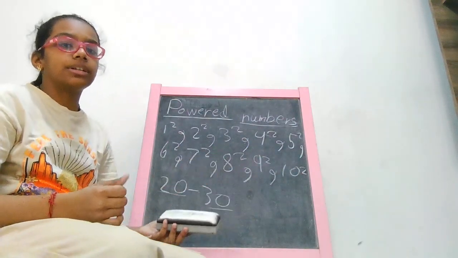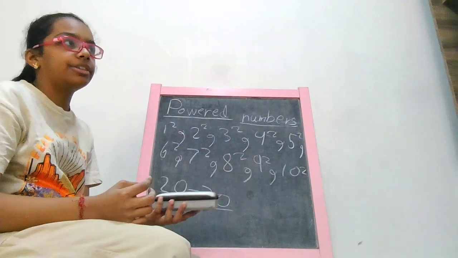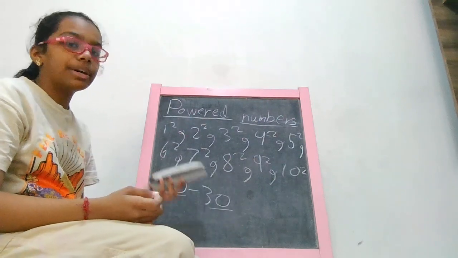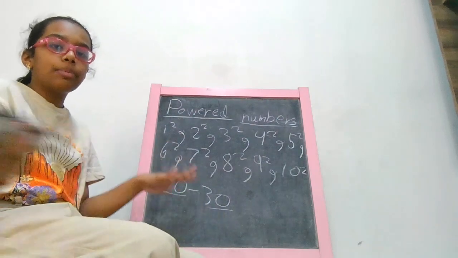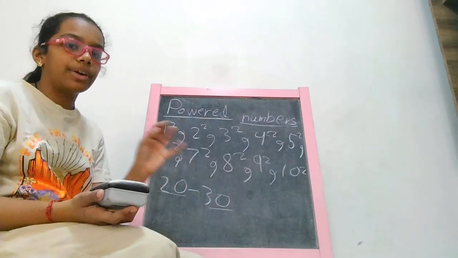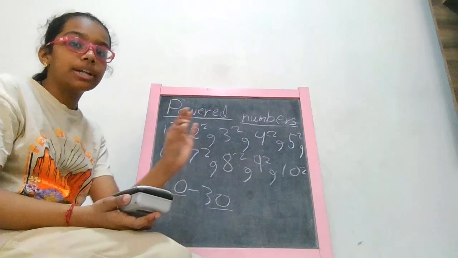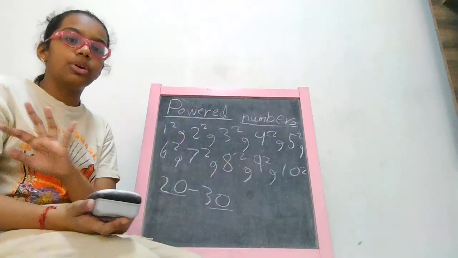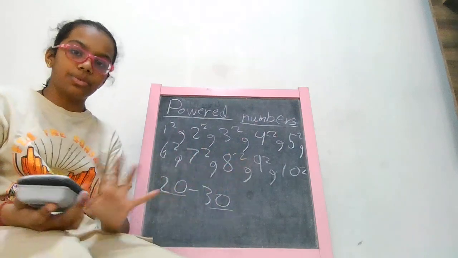5 squared is what the equation is. But the answer will be 25 over here. The answer will not be 5 squared. The answer will be 25 because 25 is a squared number. Okay? We will say that the answer is 25. We will not say the answer is 5 squared. Okay?